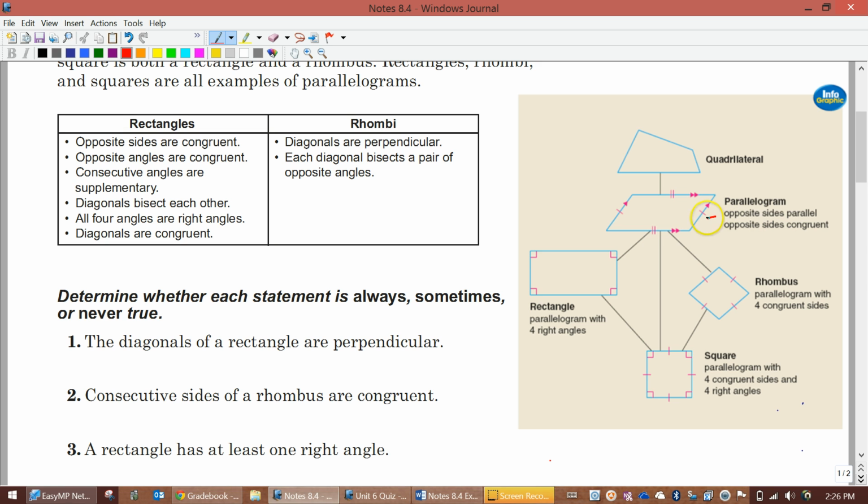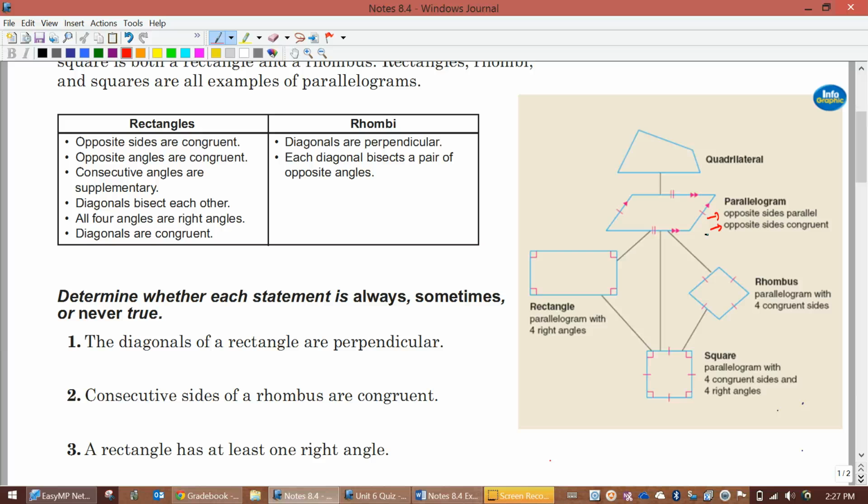We know that the opposite sides of a parallelogram are parallel. We know that the opposite sides of a parallelogram are congruent. We know that the opposite angles in a parallelogram are congruent. We know that the consecutive angles on a parallelogram are 180. We know that the diagonals bisect each other on a parallelogram.